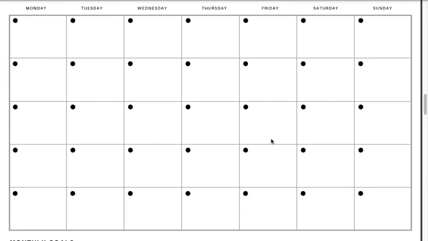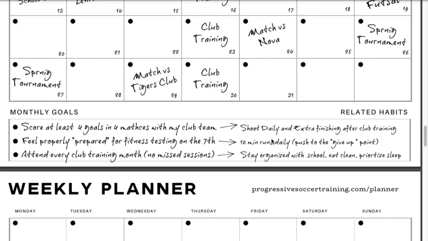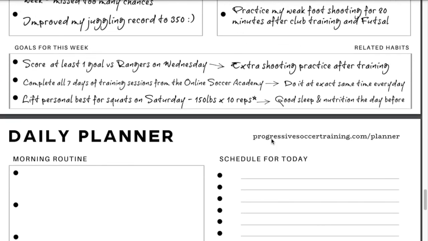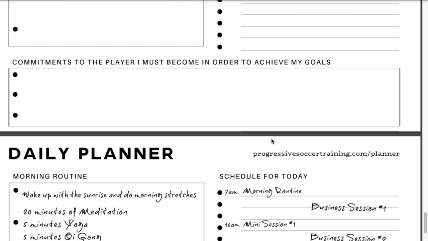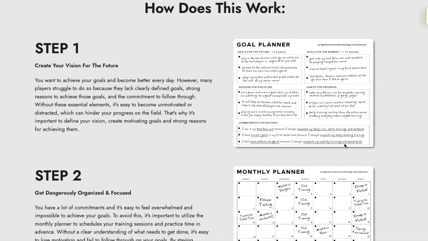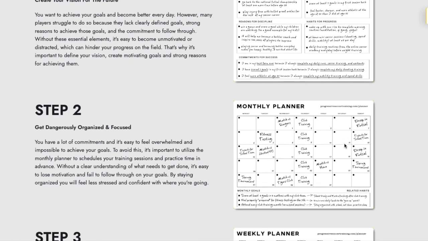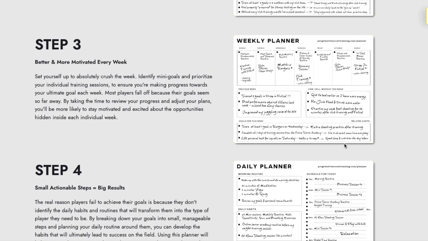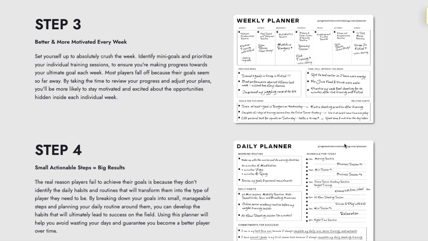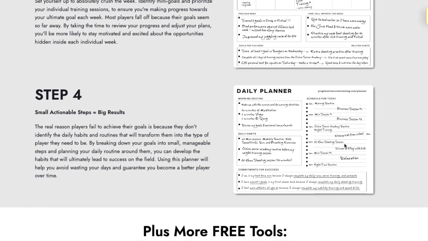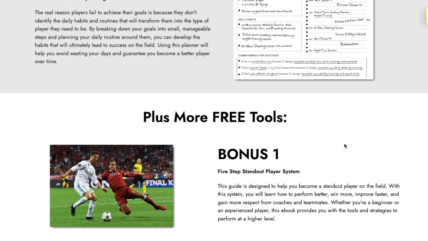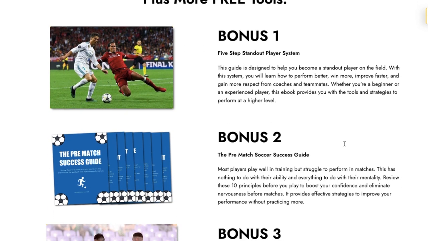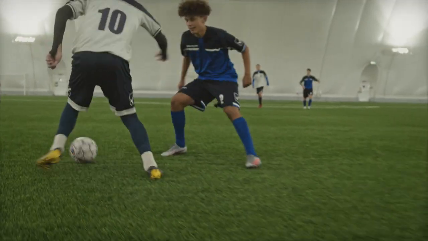With this planner, you'll learn how to set achievable goals, prioritize your time, and establish the daily habits necessary to take your game to a whole new level. First, you'll create a vision for your future in this game. Next, you'll identify the immediate goals you want to achieve and break those goals down into smaller, more manageable steps. Then you'll use the planner to organize your month, get excited about your weeks, and schedule your daily habits and training to ensure that you're actually moving towards your goals.